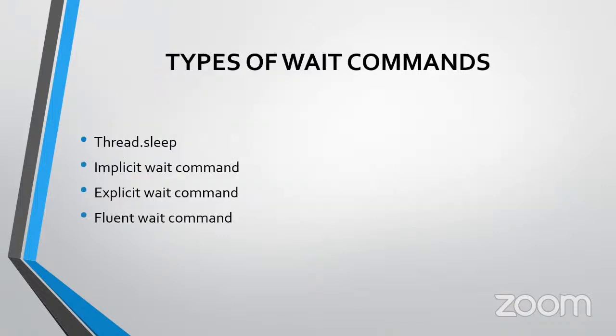So now let's look at the types of wait commands we have. We have three main commands: the implicit wait command, the explicit wait command, and the fluent wait command. I brought Thread.Sleep here because most of us use it in our code. So it will be best if we talk about the advantages and the disadvantages of each and every one of these. So first of all, we'll start with Thread.Sleep.